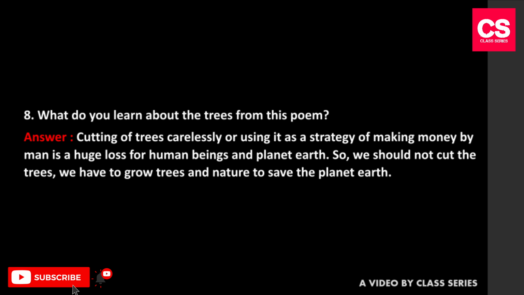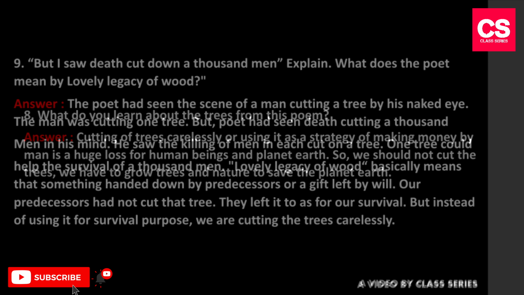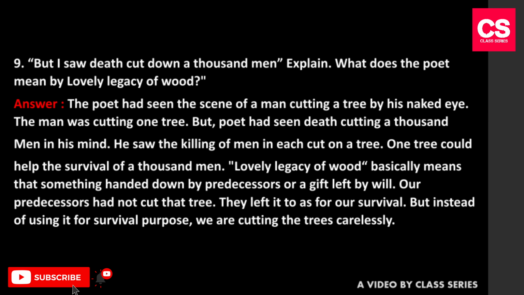Our eighth question is, what do you learn about the trees from this poem? The answer is, cutting trees carelessly or as a strategy of making money by a man is a huge loss for human beings and planet Earth. So, we should not cut the trees, we have to grow trees and nature to save the planet Earth. Our ninth question is, but I saw death cut down 1,000 men. Explain, what does the poet mean by lovely legacy of wood?